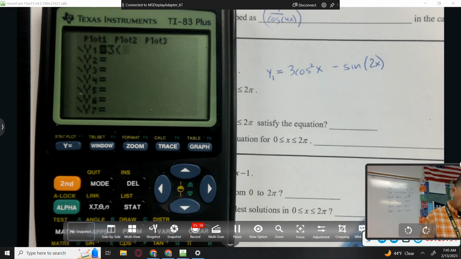Oh, there's a squared there, so cosine of x. Careful with the parentheses. Sometimes if you mess up the parentheses really badly, the calculator might tell you you have mismatched parentheses, something like that. But if you only mess them up a little bit, it might try to fix it for you, and then you're not sure if you got it right or not. So 3 cosine of x squared minus sine of 2x.